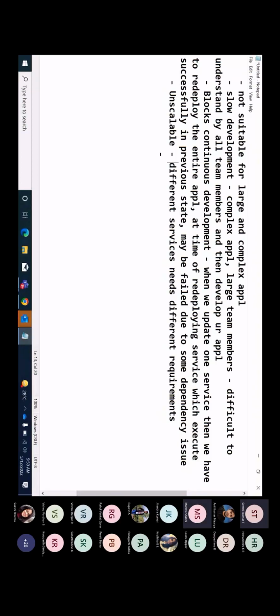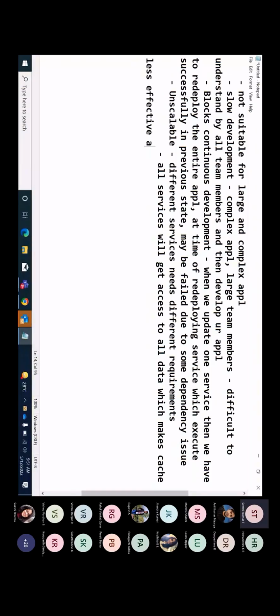All services will get access to all data, which makes the caching operation less effective, and it requires more memory consumption. So why do we call it unscalable? Because different services need different configurations, but since we are putting everything into a single application, we can't give one configuration to one service and another configuration to another service. And as I already told before, your payment service needs higher configuration.